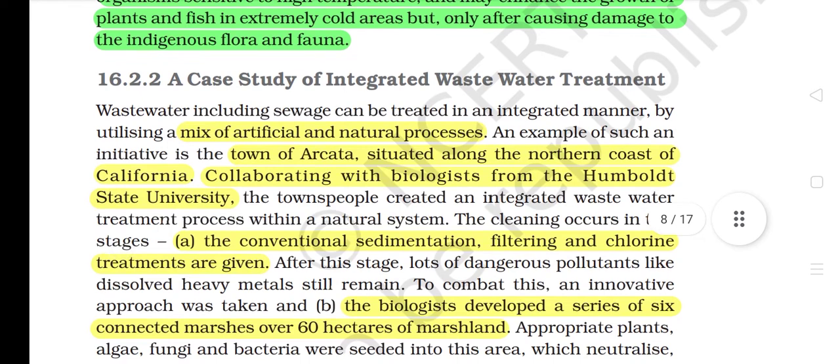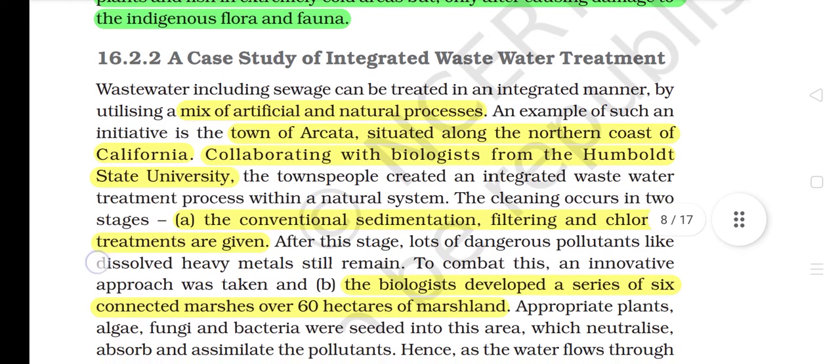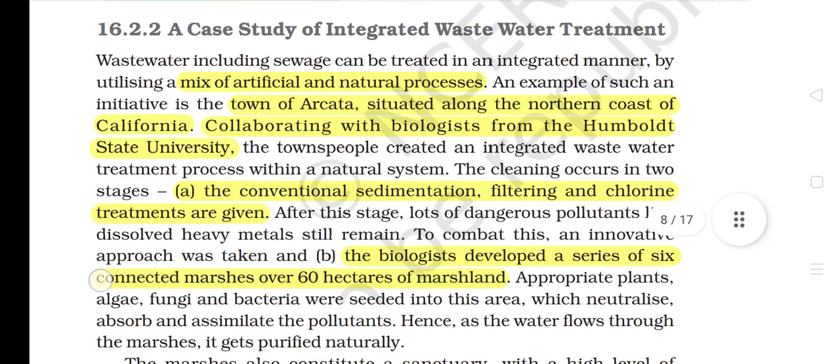A case study of integrated wastewater treatment. Wastewater, including sewage, can be treated in an integrated manner by utilizing a mix of artificial and natural processes. An example of such an initiative is the town of Arcata, situated along the northern coast of California.